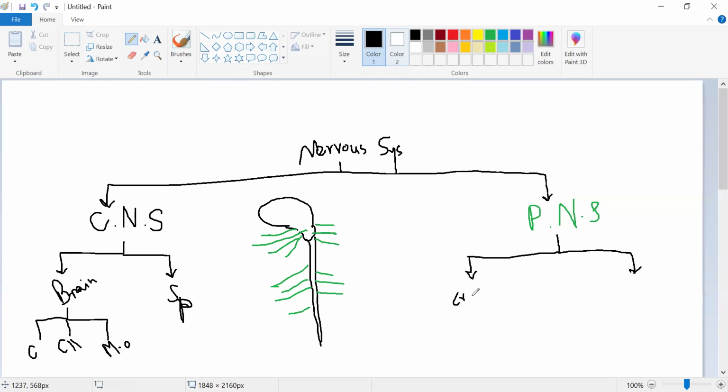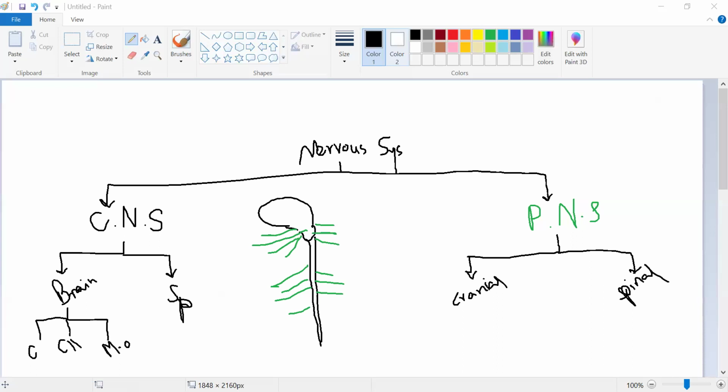The word cranial is for the brain, right? Whatever nerves are coming out of your brain, cranial. And then comes the spinal. Okay, right. So cranial, how many do we have, Putta? The nerves, how many nerves do we have? That is going to be 12, right? That's going to be 12.